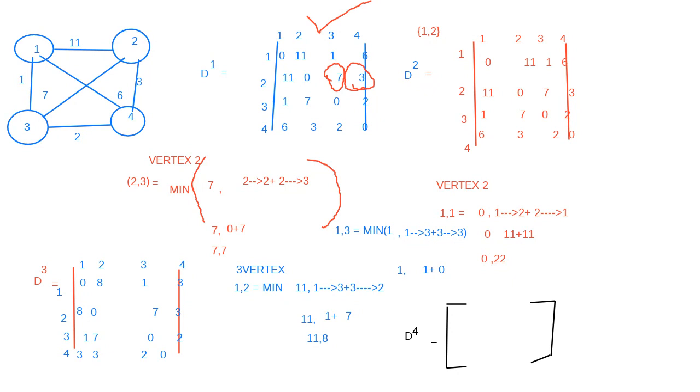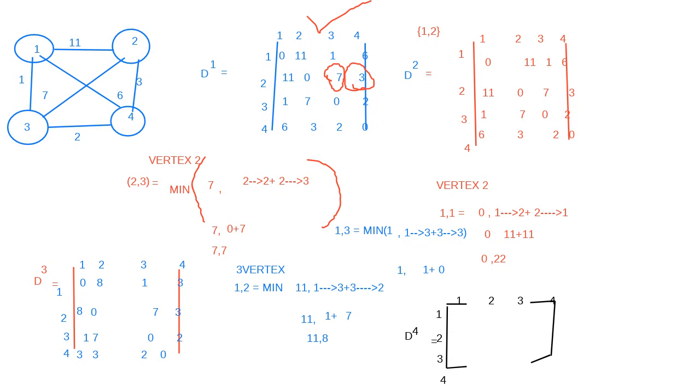So here I am writing D of 4. Now what is D of 4? 1, 2, 3 and 4. So here I am again writing 1, 2, 3 and 4.